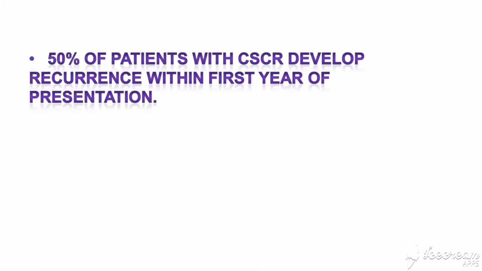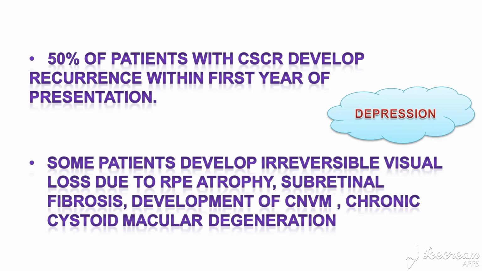Finally, 50% of patients with CSCR develop recurrence within the first year of presentation. An important point is that depression and other psychiatric disorders were associated with more recurrences. Some patients also develop irreversible visual loss due to RPE atrophy, subretinal fibrosis, CNVM, and chronic cystoid macular degeneration.